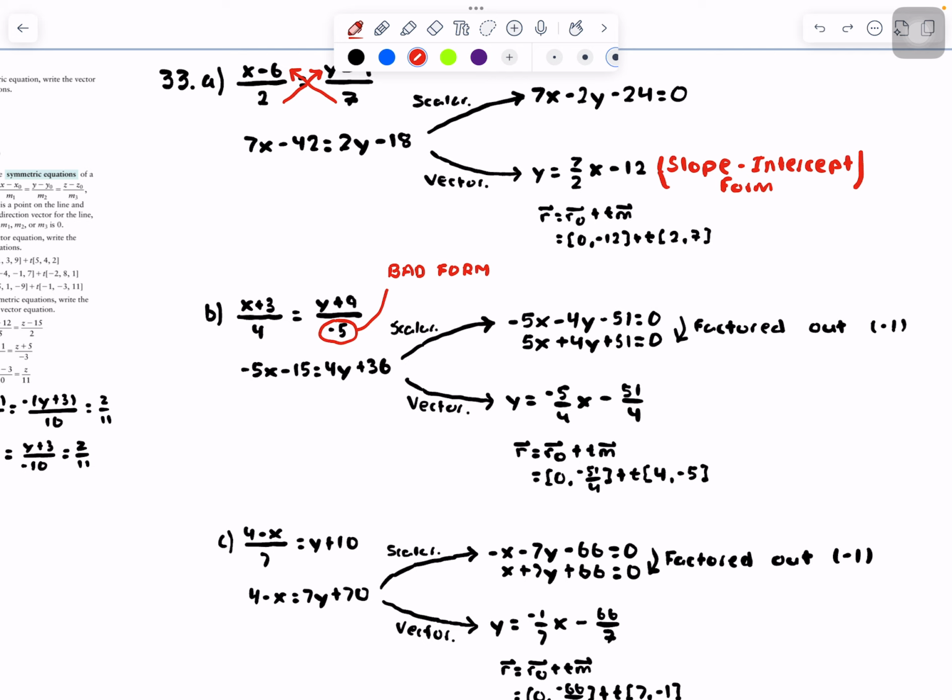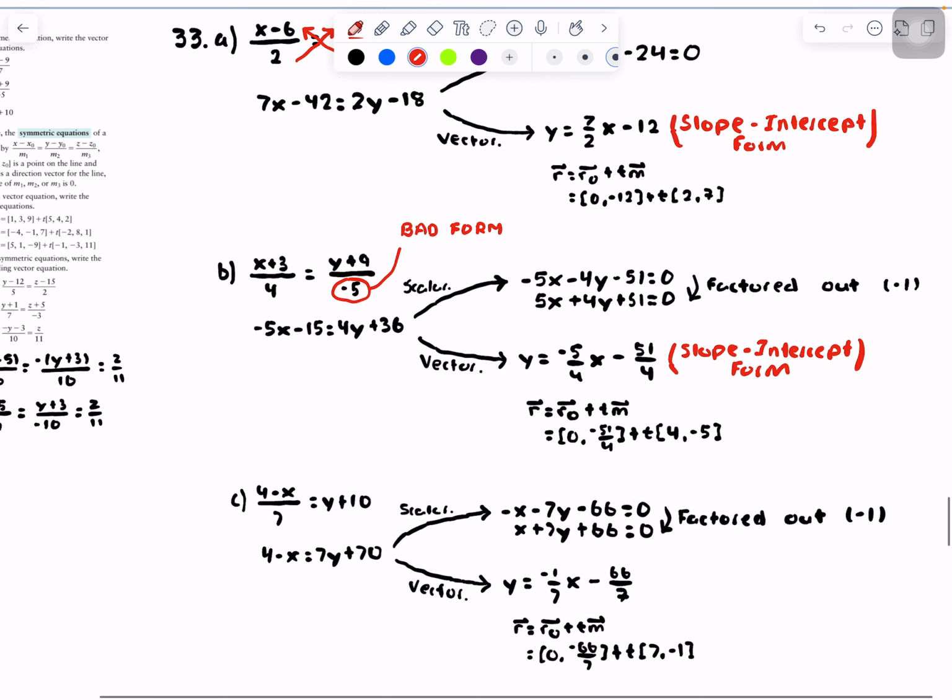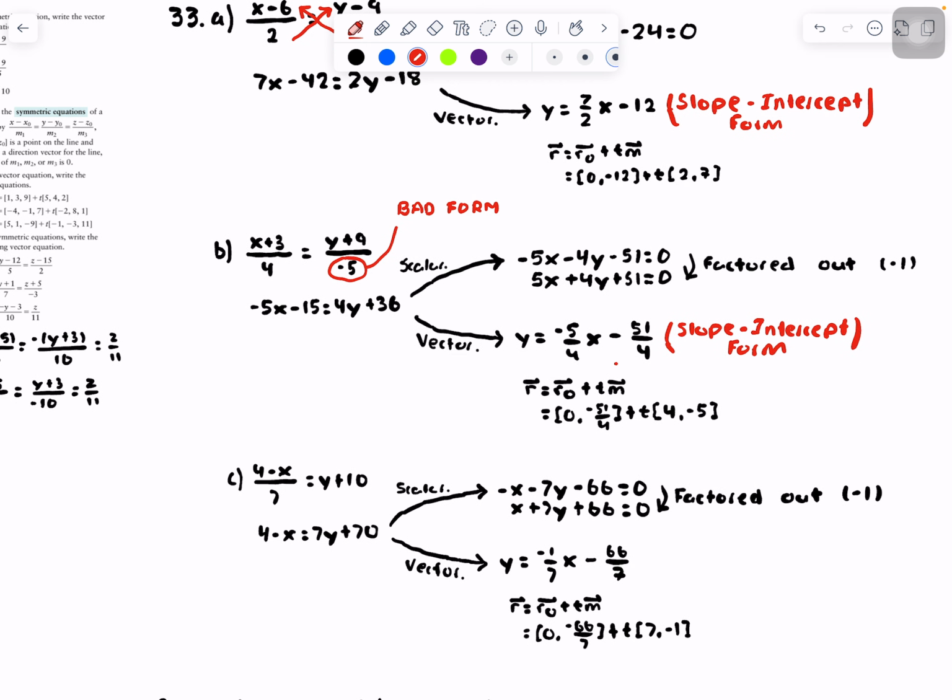Vector form, same deal. Instead of transitioning to my scalar form, I first go into slope-intercept form again. Then my y-intercept becomes my position vector, 0, negative 51 over 4, and my slope becomes my new direction vector, 4, negative 5. Beautiful.